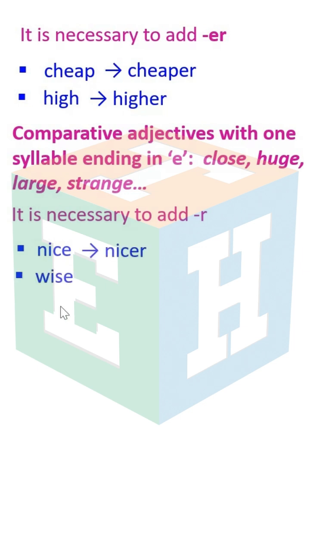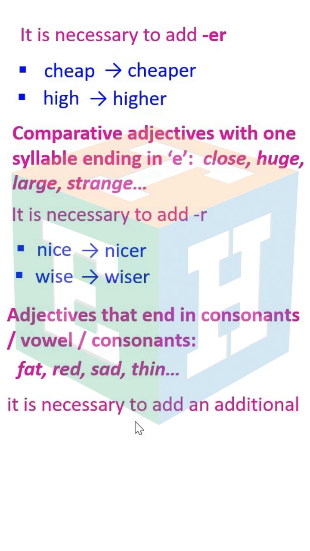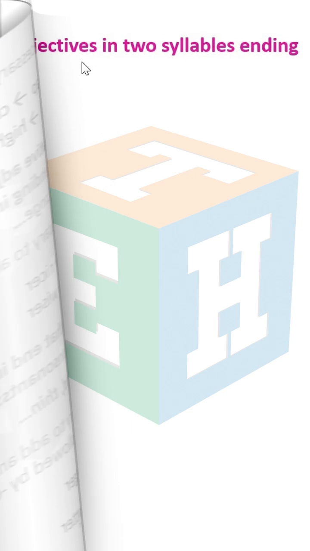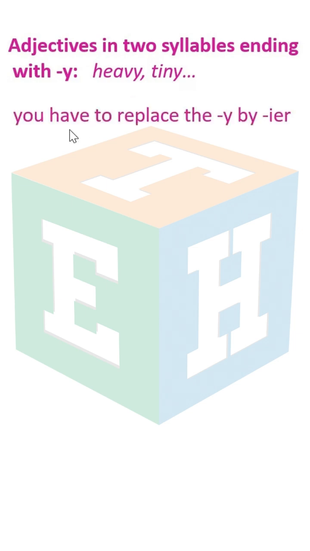Nice, nicer. Wise, wiser. Adjectives that end in consonant, vowel, consonant: fat, red, sad, thin. It is necessary to add an additional consonant followed by -er. Big, bigger. Hot, hotter. Adjectives in two syllables ending with y: heavy, tiny.